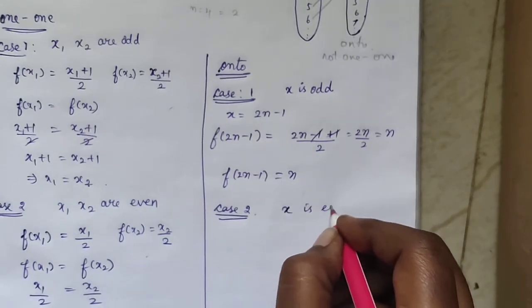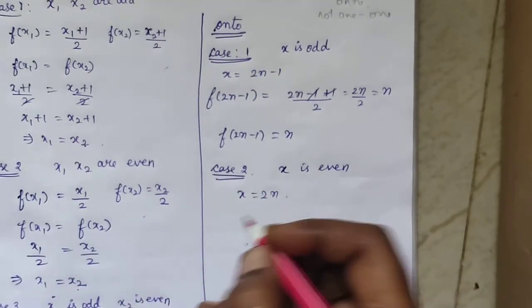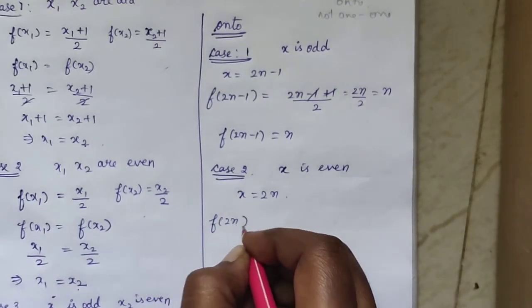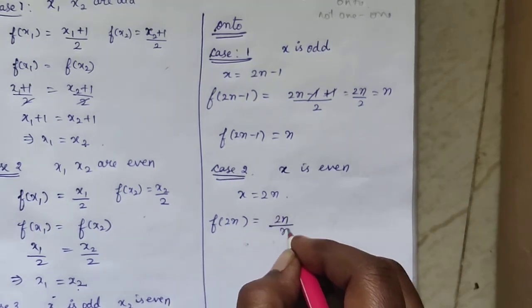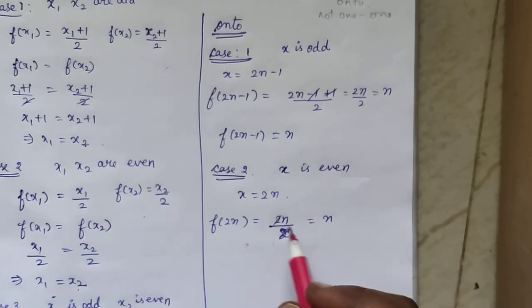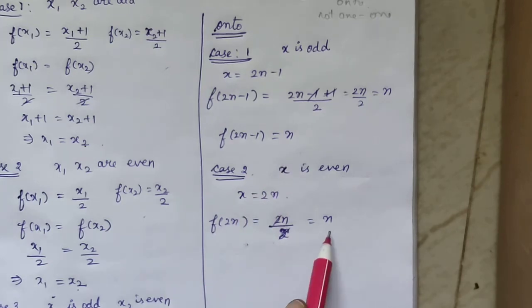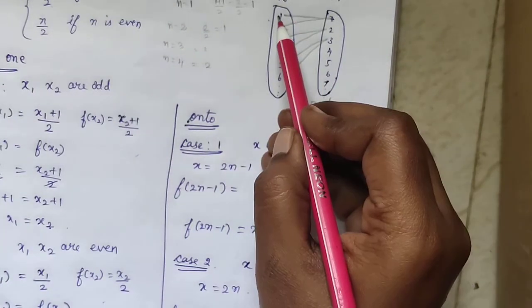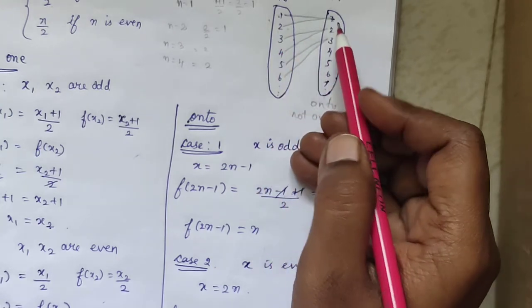Now case 2, x is an even number. The general format of an even number is x is equal to 2n. So f of 2n is equal to the even format n by 2, so it is 2n by 2 here. So these two will get cancelled. The answer is n. So for the odd number I got the answer n, and for the even number also I got the answer n.